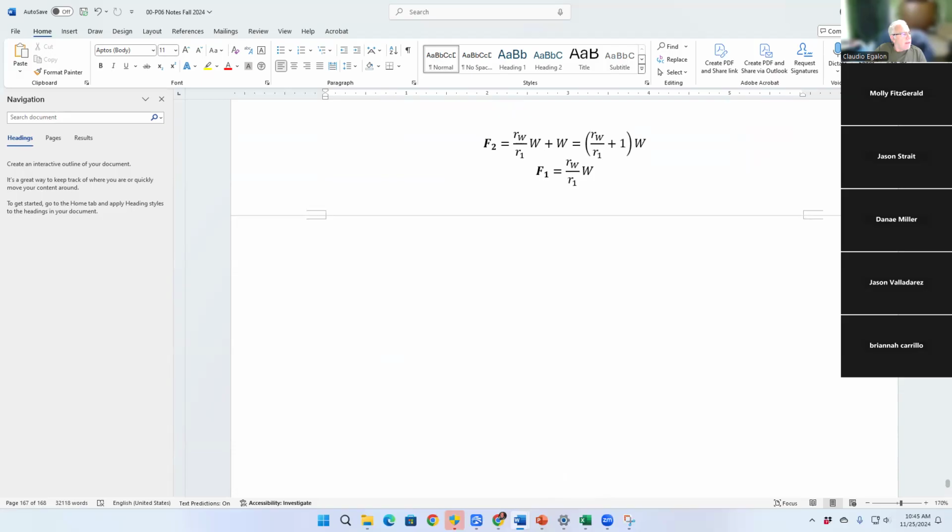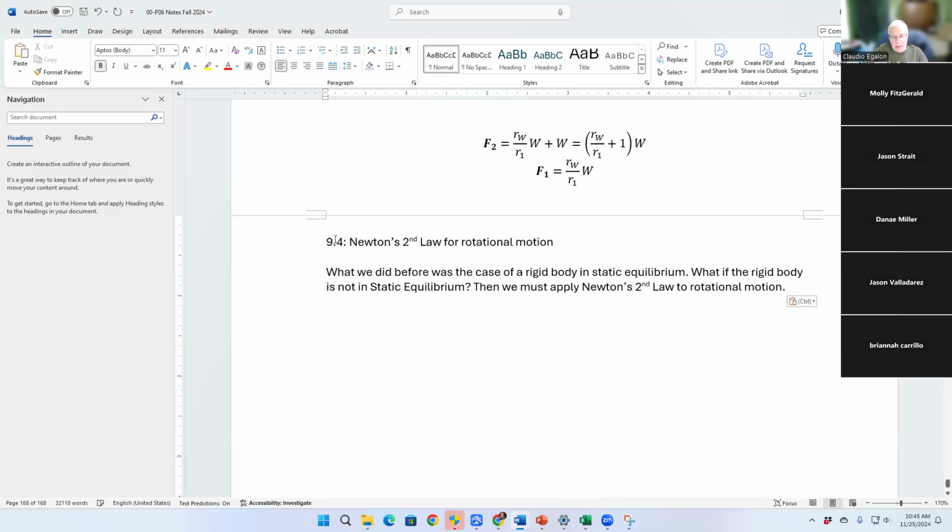Now let's talk about Newton's second law of rotation. Let's go a little bit more. I'm in a hurry here to cover as much as I can of this chapter, so we're not left behind. What if the rigid body is not in static equilibrium? Then you must apply Newton's second law of rotational motion, just like we did for point particles.